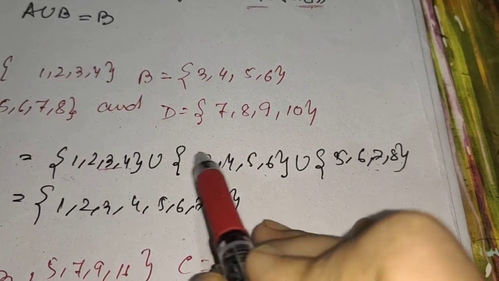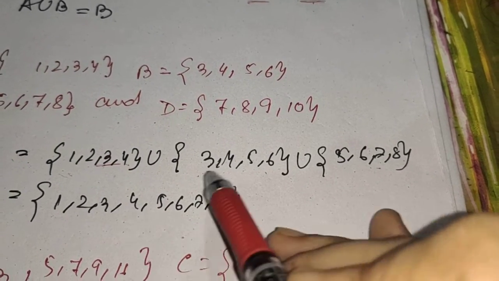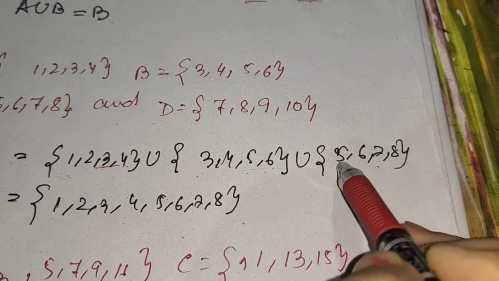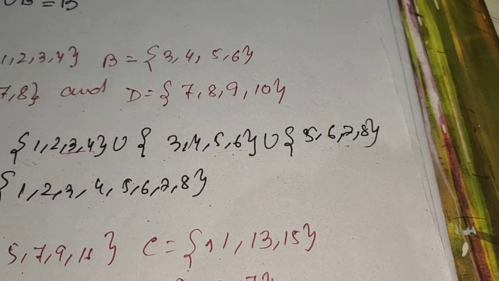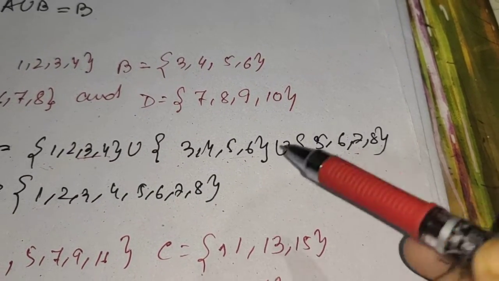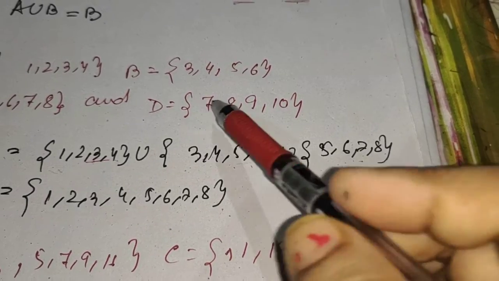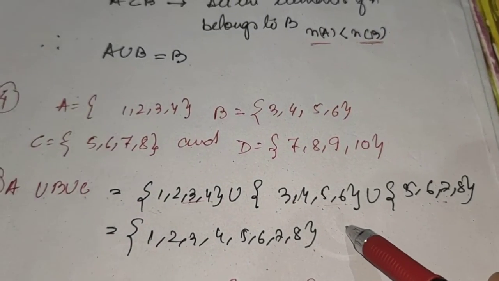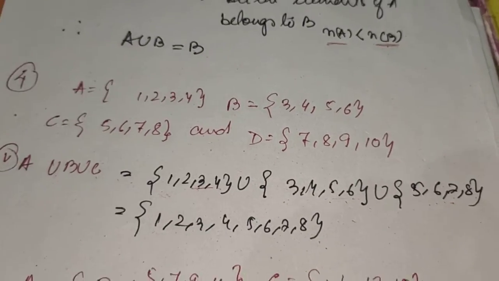Then 3, 4 is here also and here also. So we will write 3, 4 once only. And then after that 5, 6 is also here and also here. Since we are doing union, we can write down all the elements. We just have to make sure that we do not repeat the same elements, because the same element may be present in other sets also. So like this only we have to do union of 3 or more than 3 sets together.